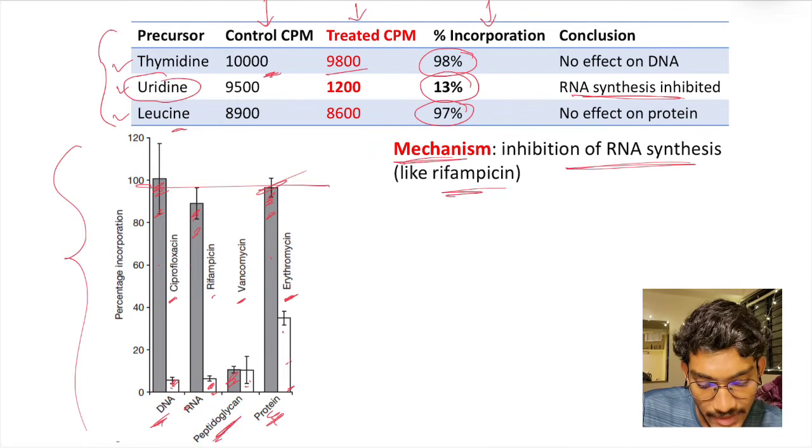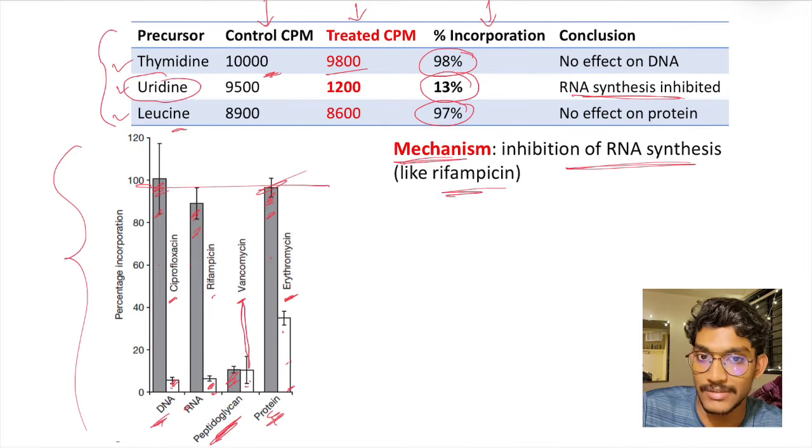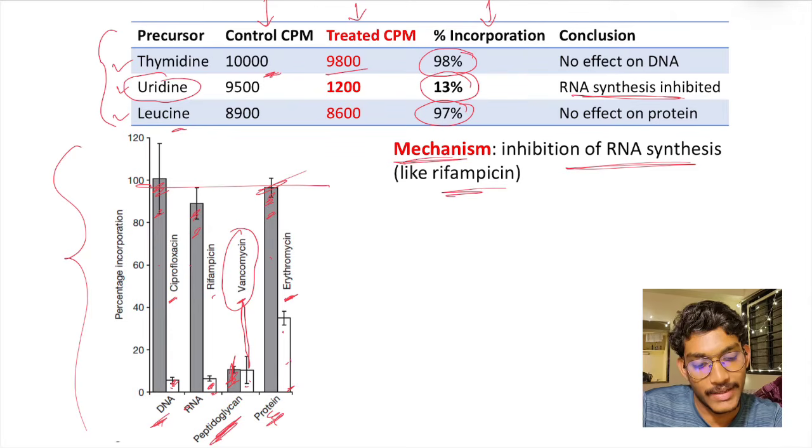But in the case of peptidoglycan, as with vancomycin, which inhibits peptidoglycan biosynthesis or cell wall biosynthesis, the incorporation is decreased, and for the unknown drug also, the incorporation of peptidoglycan is decreased. Therefore, the unknown drug and vancomycin show a similar mechanism of action. Both of them exhibit inhibition of cell wall biosynthesis. So in this way, we can get an idea of how an antibiotic actually functions, what the possible mechanism of action of an antibiotic is.